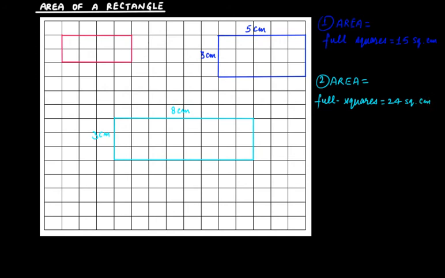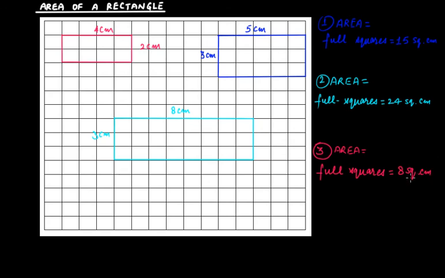Now this third one. In this case, we have a length of 4 centimeter and a width of 2 centimeter. If you calculate the number of full squares here, how many full squares do we have? 1, 2, 3, 4. So 4 here and 4 here. We have 8 full squares. Since the area of 1 square is 1 square centimeter, the area of 8 full squares will be 8 square centimeter.